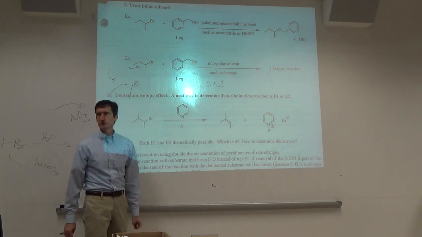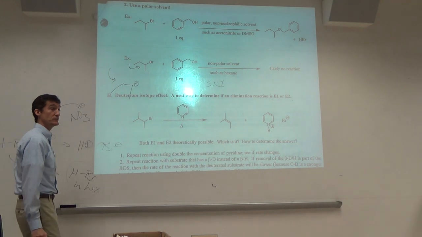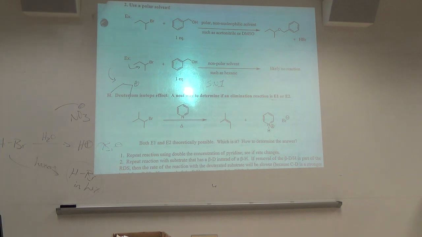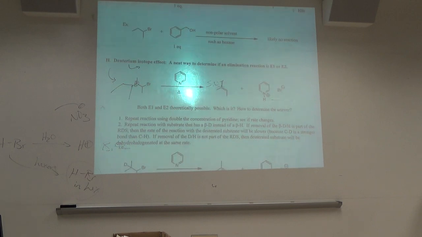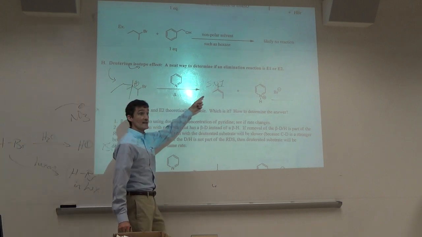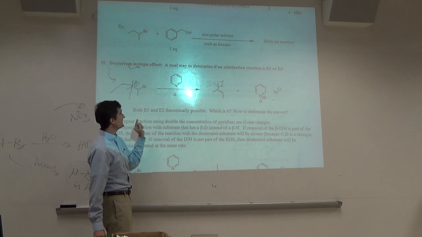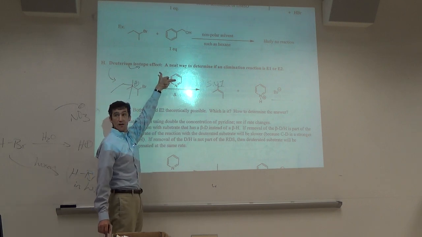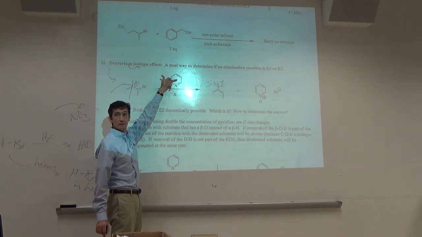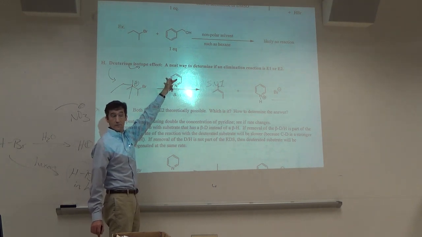Well, do you just want to trust some general statement that the instructor made, or would you like to scientifically prove if it's E1 or E2? Hopefully you like to scientifically prove it. Well, here's a way. Deuterium isotope effect. There's actually two ways. One way to do this is do a kinetic study. Because if it's E2, you can double the concentration of your base, and that should increase the rate. But what if you double the concentration of the pyridine and it does nothing to the rate? Sounds like it's E1. Yes, kinetics.